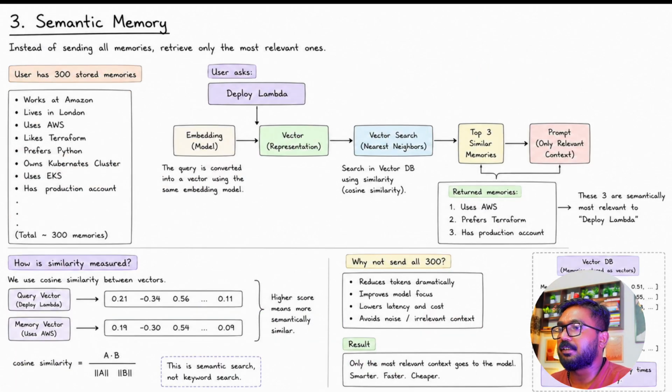We talk about the third one. Let's say a user has stored around 300 memories to your system, to your dashboard and app, and let's say, for example, the user works at Amazon, lives in London, uses AWS, and so on, but he tries to ask deploy Lambda. So you don't have to send all this data to the LLM and generate the answer.